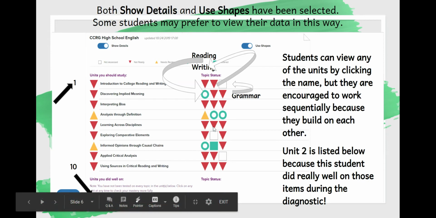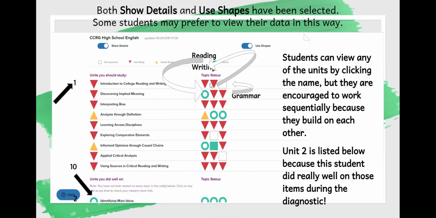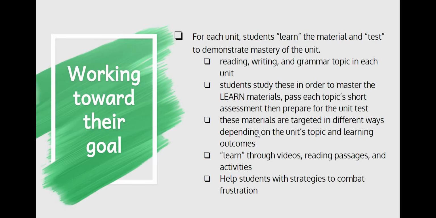Every unit has a topic. Reading is the first topic, writing is the middle topic, and grammar is the last topic. So again, there are reading, writing, and grammar topics in each unit. There, in the Learn, you have reading passages, videos, and activities. Students will study these in order to master the topic and then the unit.